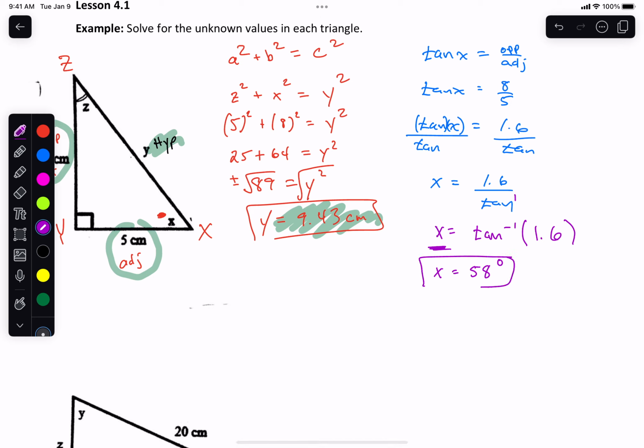57.99. Okay, when I say solve a triangle, what do you think that means? How many pieces of information are on a triangle? 6. So you better have 6 pieces of information on your triangle. How many do I have right now? I have 5. I need one more. The last thing I need is this angle Z.